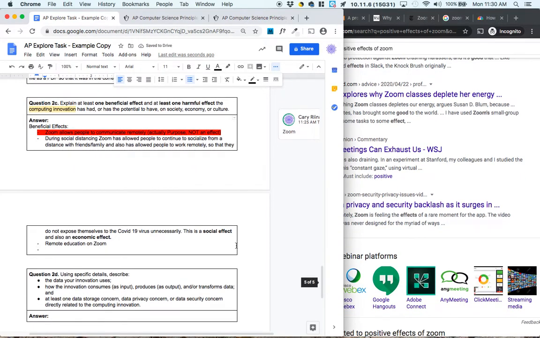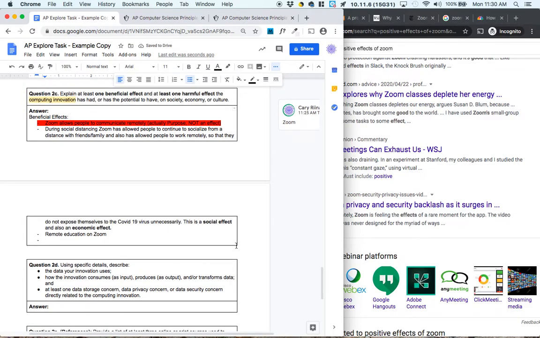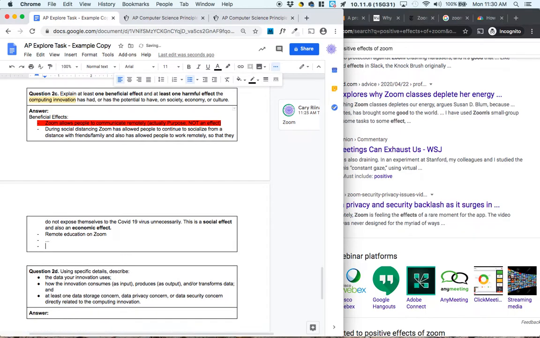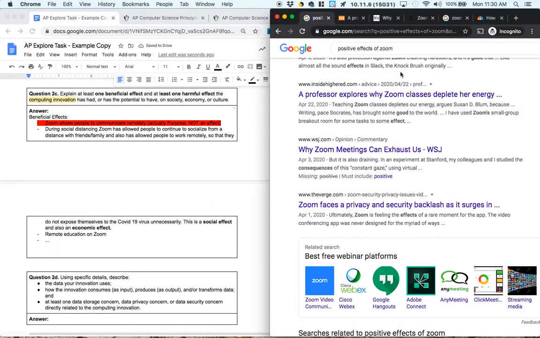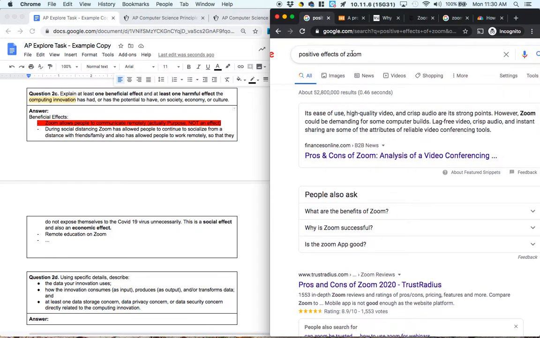There's a lot that comes to mind here as you start listing these out, and you really only need to get one good one. And I think I have one good one, but it pays to list them all out and spend some time doing that. If you're not so familiar with your device, you can look up things like positive effects of Zoom on Google or beneficial effects of Zoom. You can actually just use the words from the document.